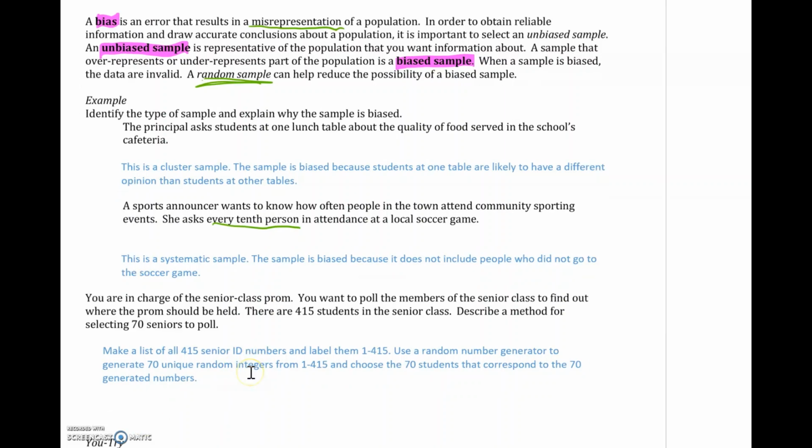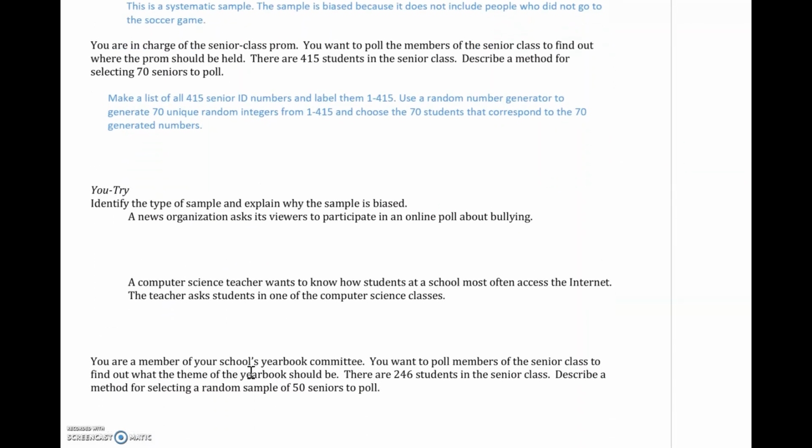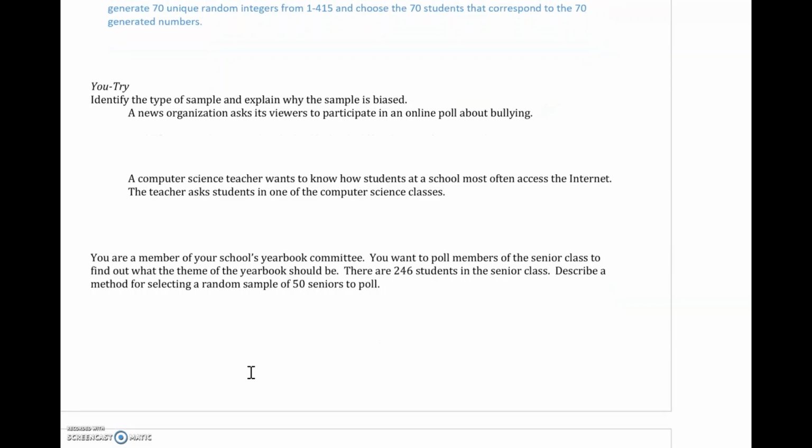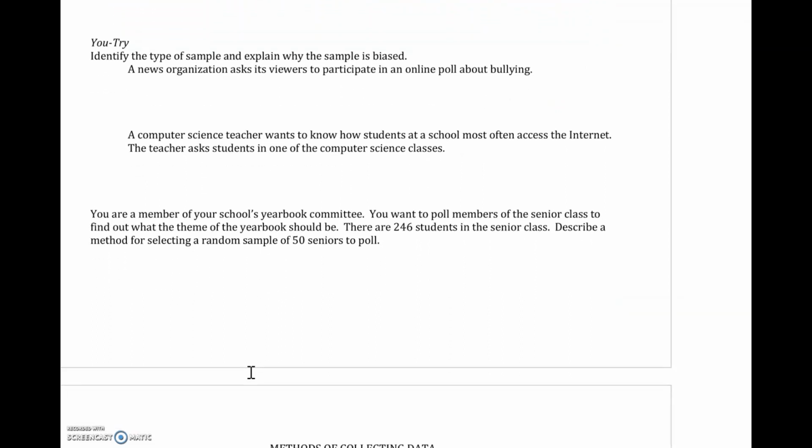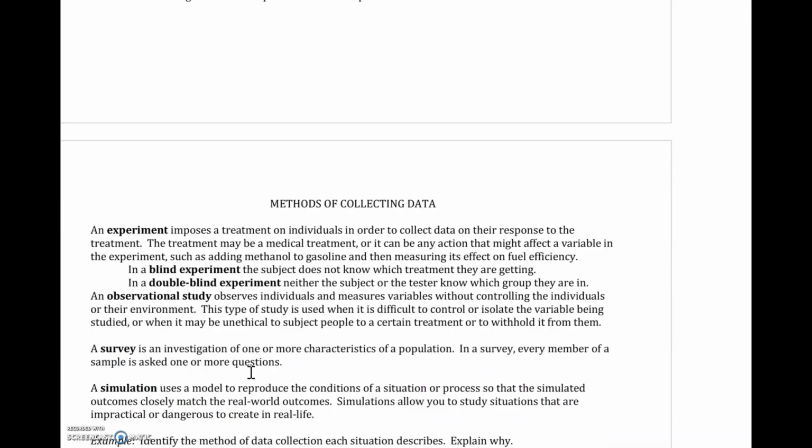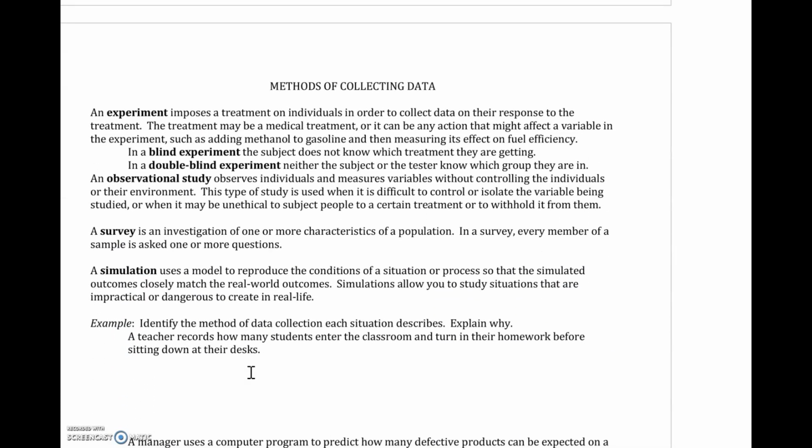All right, so next up, you've got the you try problems right down here, so feel free to pause, write out your answers, and then hit unpause when you're ready to move on to talk about the experiment. Okay, so let's talk about experiments.